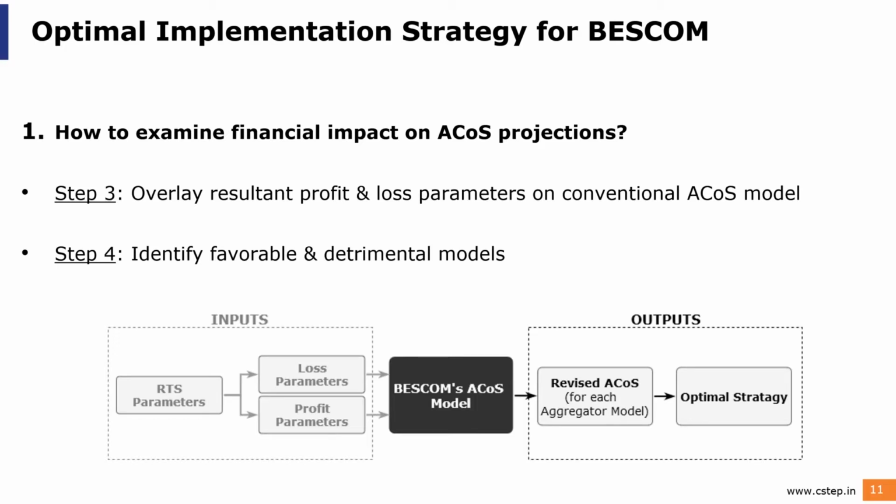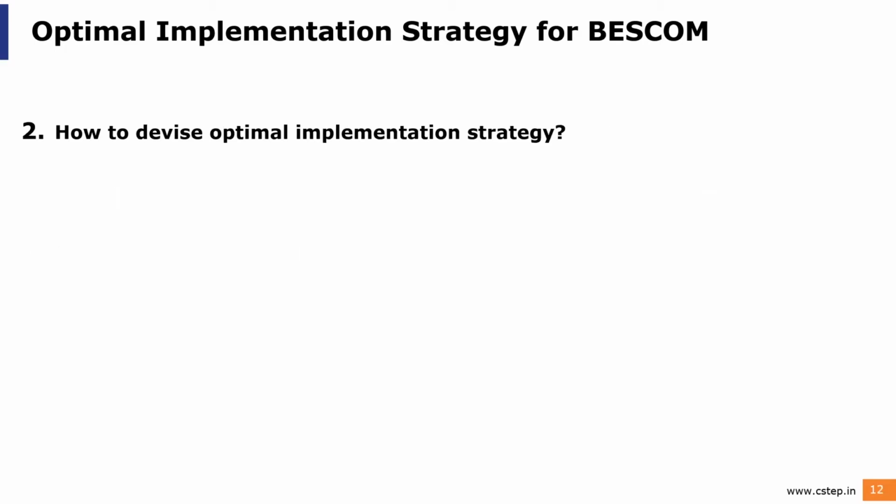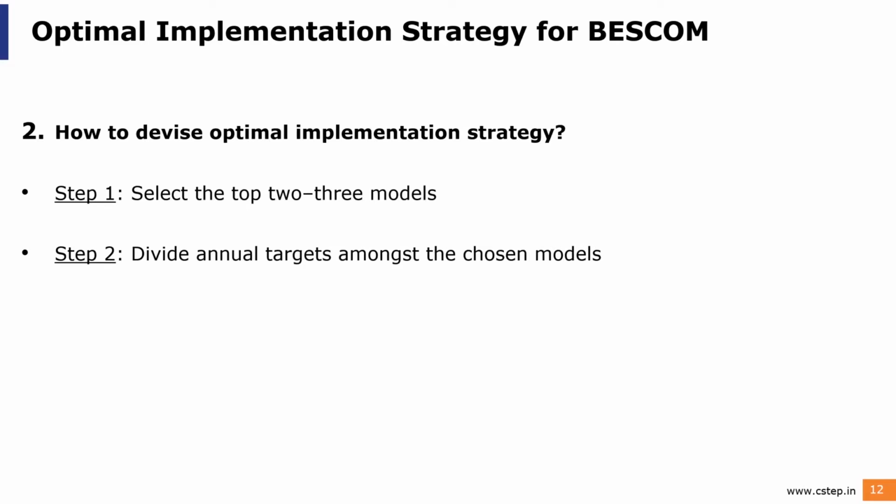However, the game doesn't end here. Actually, it becomes very interesting now. So the next step is to devise optimal strategy. Here, BESCOM will need to pick top 2 to 3 models, then divide the overall target amongst those models as per their preference. Then BESCOM will repeat the ACOS impact assessment exercise, which I explained previously, and obtain revised ACOS values.